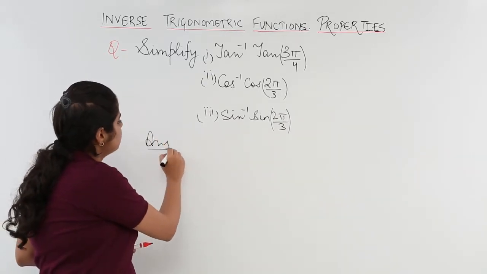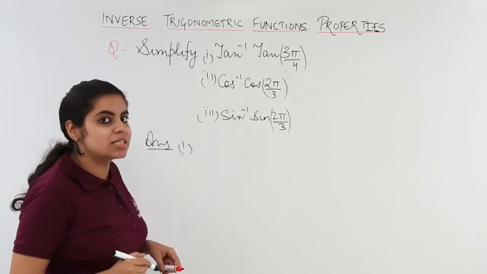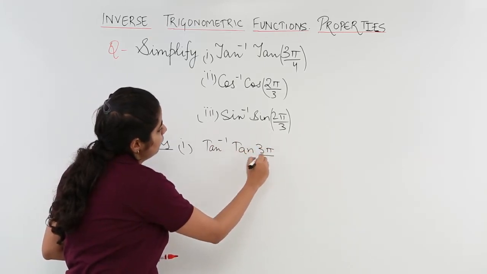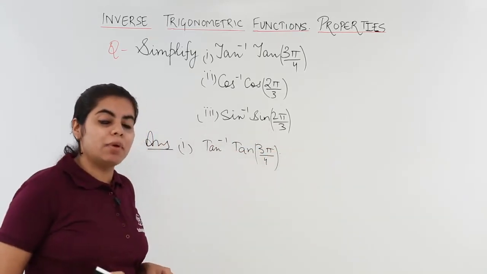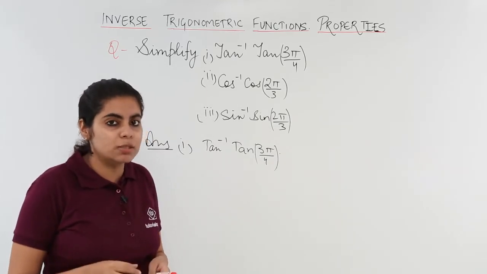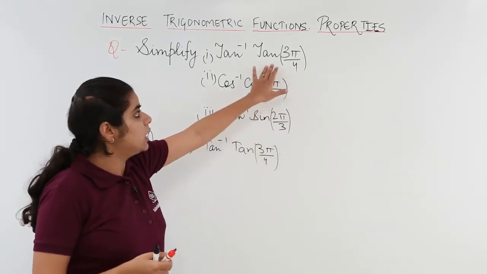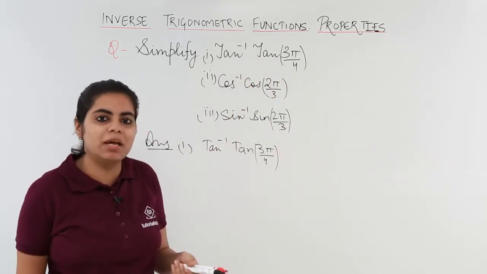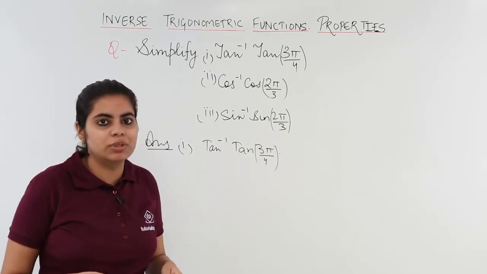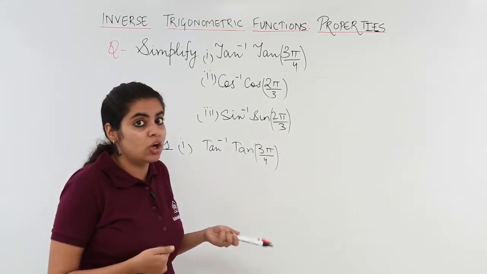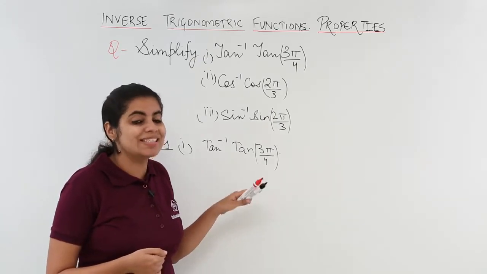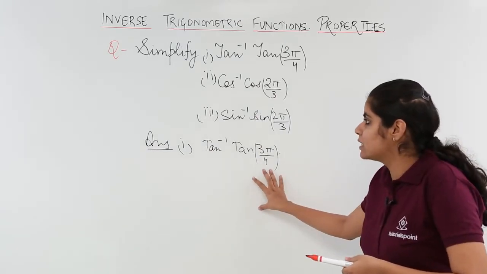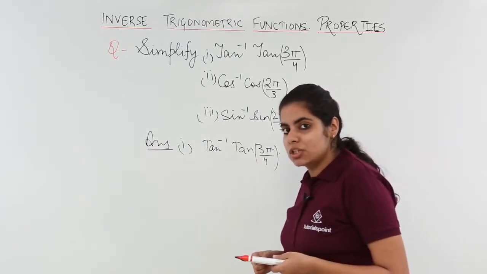The answer to the first part is what? Tan inverse tan 3 pi by 4. Let me write the question again for you. So it is 3 pi by 4. Now what is 3 pi by 4? It is basically more than the range, the principal value branch of tan. Tan's principal value branch is minus pi by 2 to pi by 2. But it is more than pi by 2, you can see. So there is some issue with it. We cannot go by solving the question as it is. You cannot write 3 pi by 4 as theta and find the answer so simply. So you need to change some things.